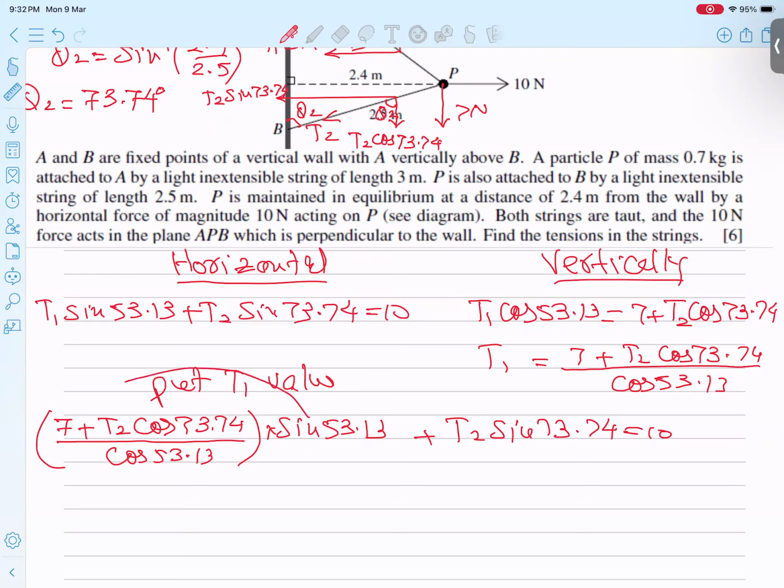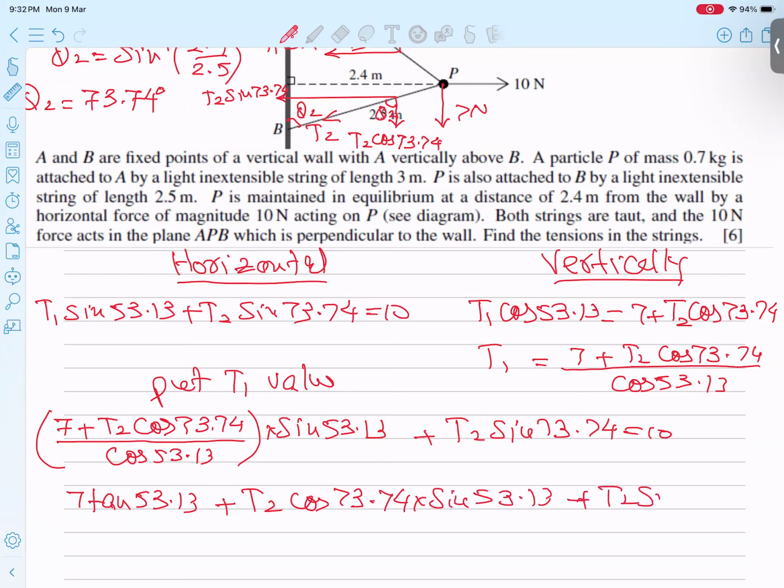Okay, students, first of all, this multiply and this multiply. Further, I can say sine over cos, so I'm writing here 7 tan 53.13. How come? Because sine over cos, when it multiplies with this, divides by this, I get this form. And what about T2? T2 cos 73.74 times sine 53.13, plus T2 sine 73.74, equals 10. So students, what is common from here and here?